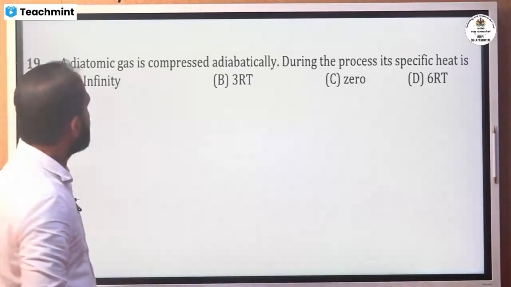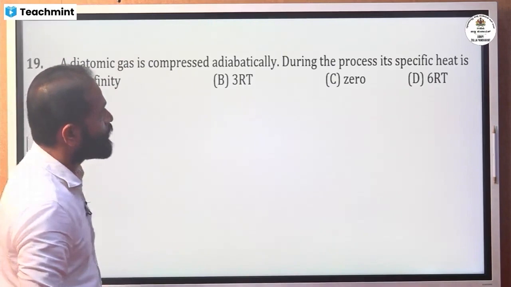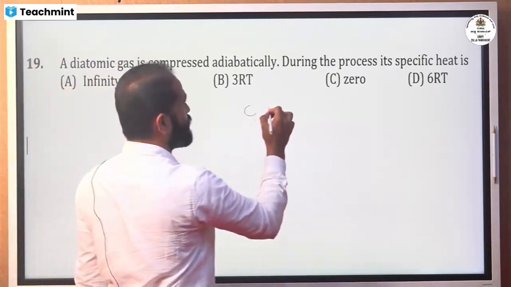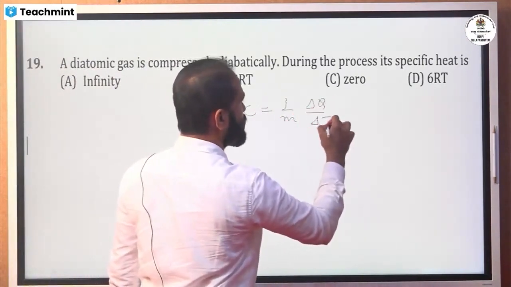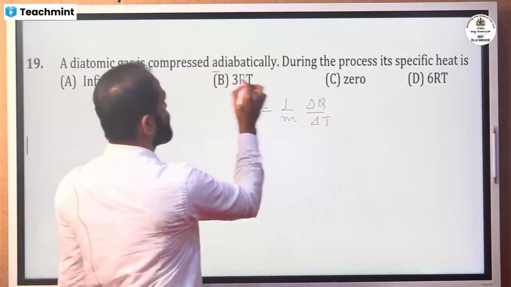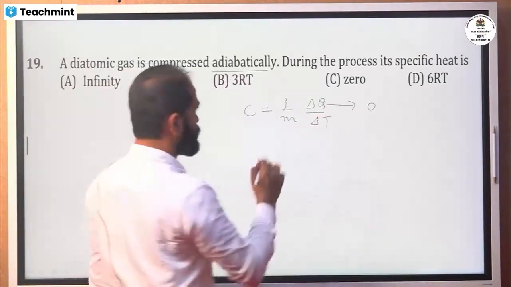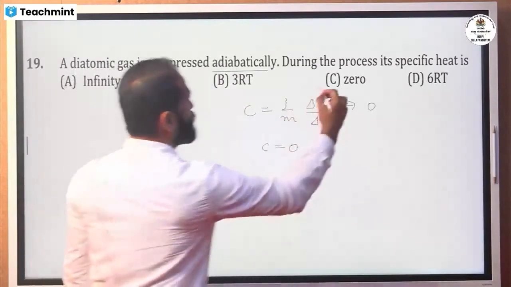Question 19. A diatomic gas is compressed adiabatically. During the process, its specific heat is. So we have the formula for specific heat, 1 by m delta Q divided by delta T. Since the process is adiabatic, delta Q is 0. There is no exchange of heat. Since it is 0, the specific heat is also 0. That is option C.